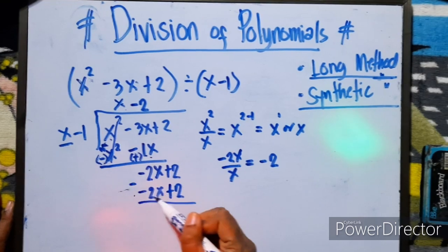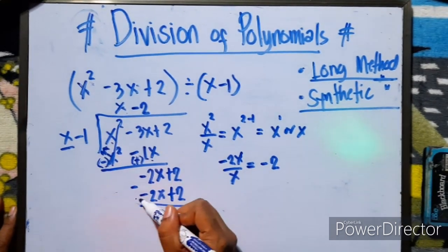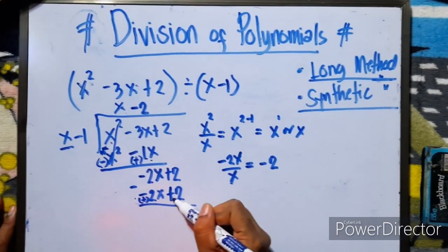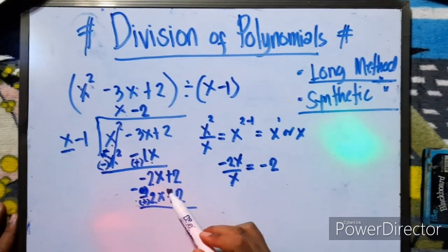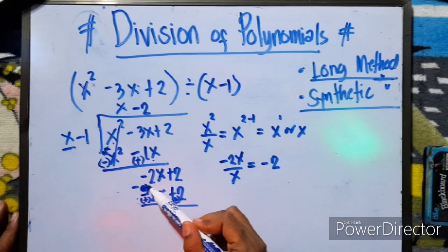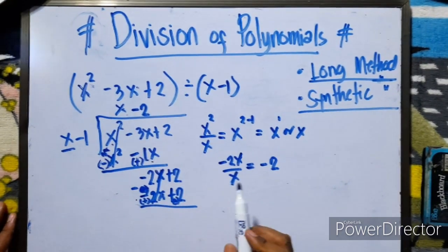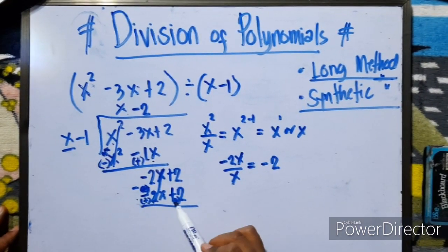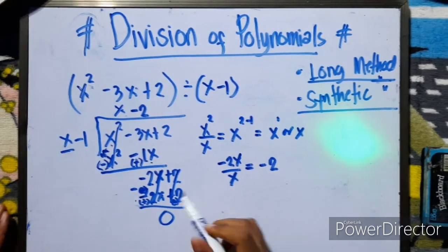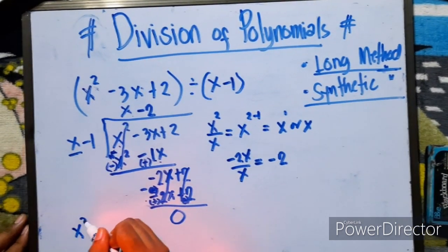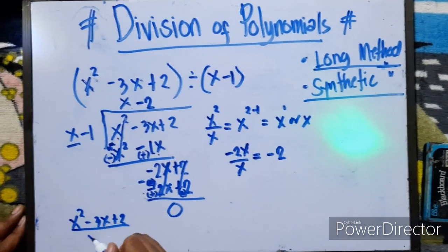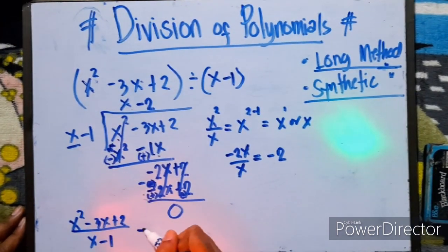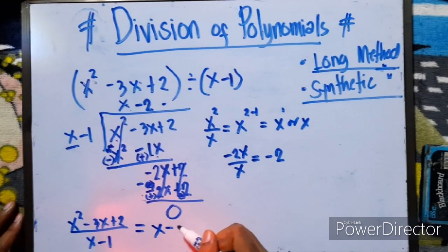Then, subtract again. Subtract na to, ato na po nang i-change into positive, kanina mahinabong negative. And proceed to the rule of addition. So, we have negative 2x plus positive 2x is 0. Positive 2 plus negative 2 is 0. So therefore, when x squared minus 3x plus 2 is divided by x minus 1, the answer is x minus 2.